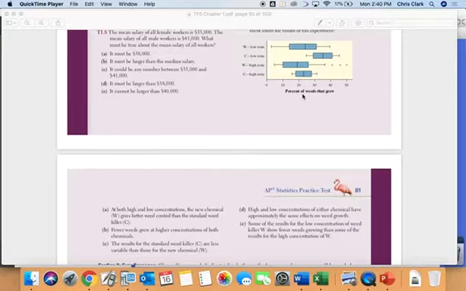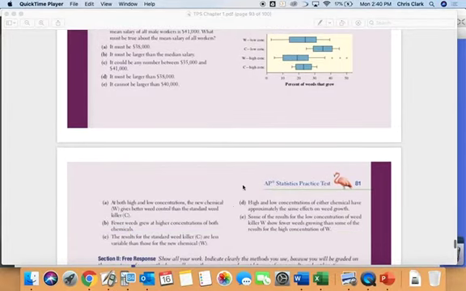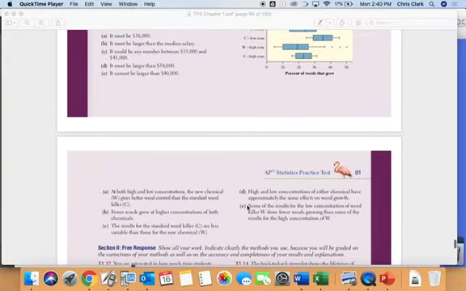D, high and low concentrations of either chemical have approximately the same effects on weed growth. That doesn't look true, right? The high is different than the low in either chemical. It's not the same, in my opinion. There's clearly a difference in the high for the standard, and there's a pretty big difference in the new, in the high concentration for the new. So D would be the correct answer here.